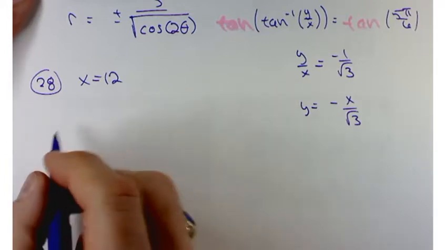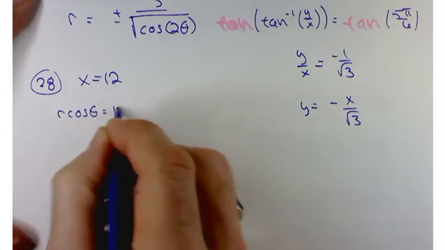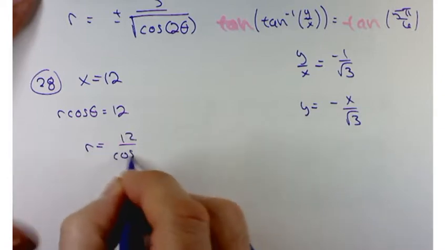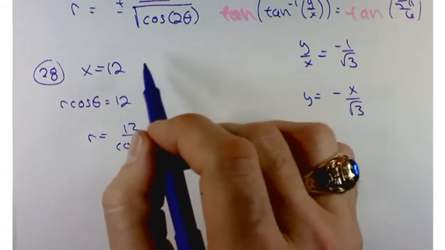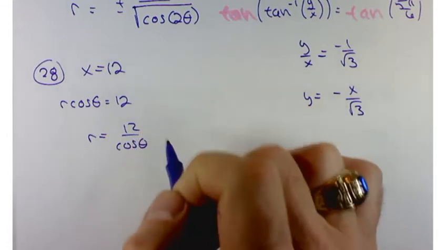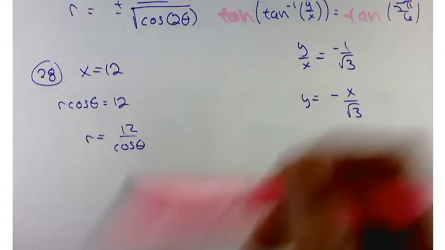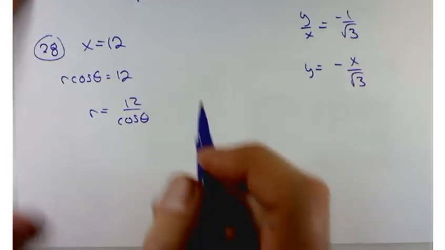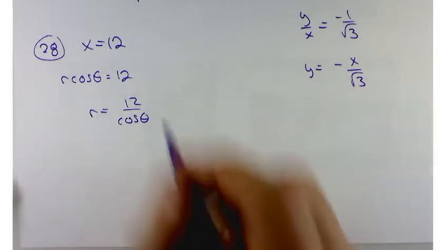Yeah, x equals r cosine theta, so this is r cosine of theta equals 12. So r is 12 over cosine of theta. Personally, I think I like this one better. This looks a lot simpler than this one. But that's nothing that contradicts what I've said all along, that sometimes one is better than the other.